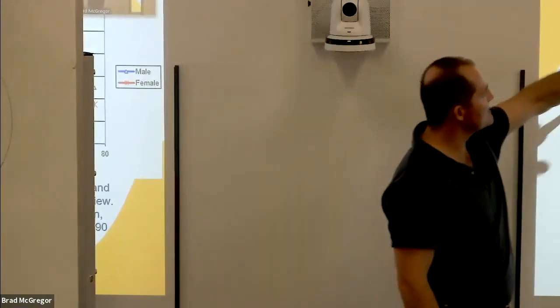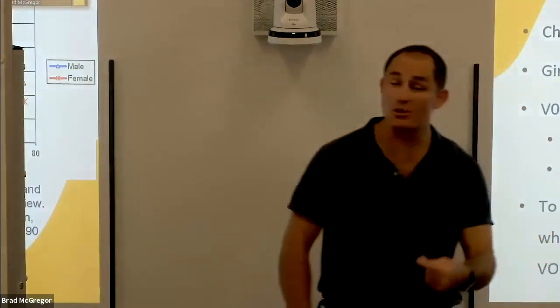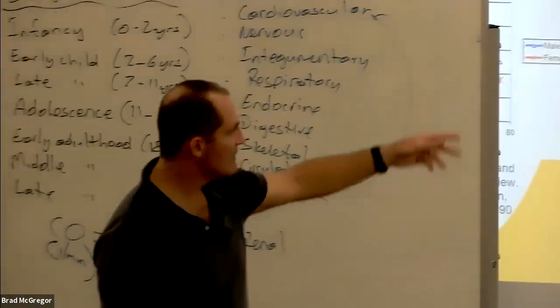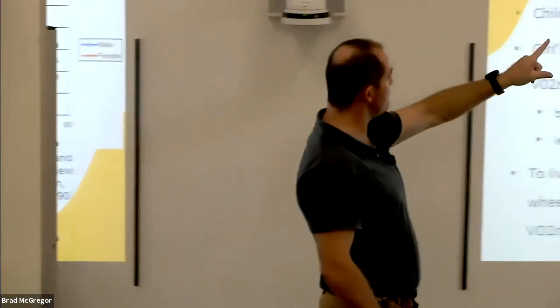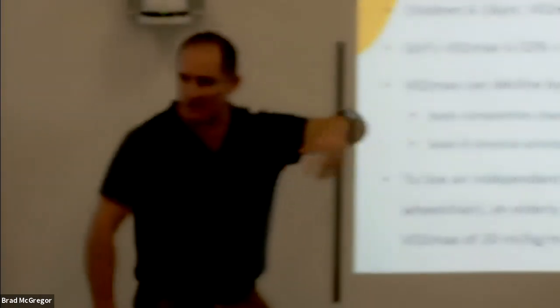Children less than 6 have a maximum volume of oxygen consumption of between 22 and 28 mils per kilo per minute of exercise. Kids from 6 to 16, that cranks up noticeably, 50 to 53. Girls will be less than boys at 16 years, purely because of the increased muscle mass from puberty.